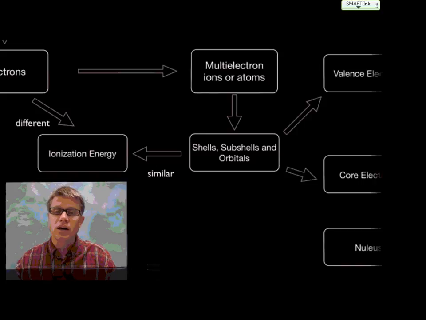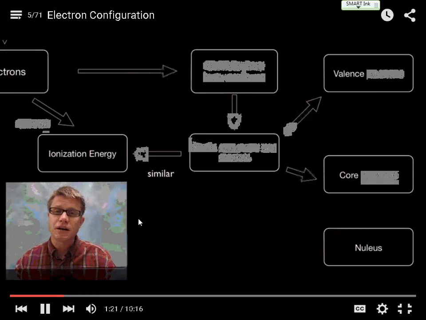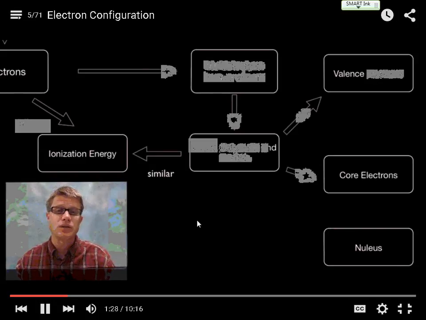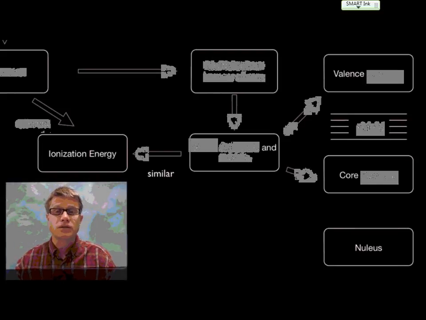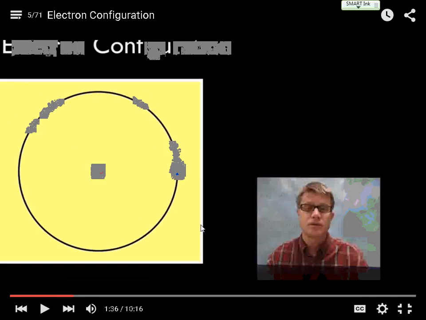Now, if we look at these orbitals and subshells, what we'll find is that the inner electrons are going to be called core electrons, and the ones on the outside are going to be called valence electrons. And what's interesting is that those on the inside, once they're filled, will actually shield the valence electrons from the power of the nucleus itself. Okay, we're good so far. Using a lot of terms.